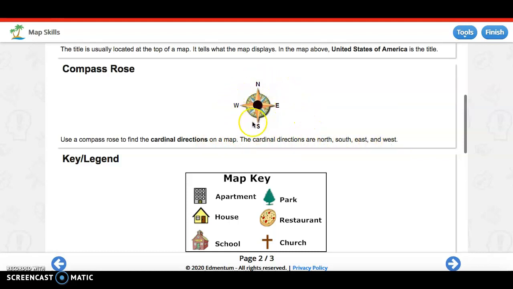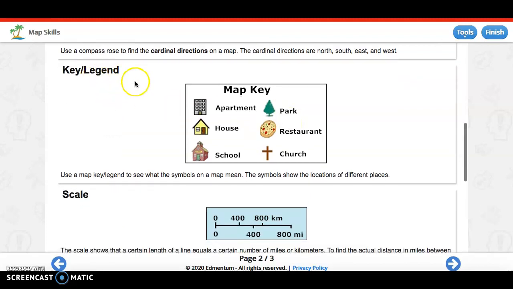So you might have noticed on a bunch of the maps that we looked at on the previous page had this symbol on it or something that looked kind of like it. N stands for north, S for south, E for east, and W for west. Key or legend. Use a map key or legend to see what the symbols on a map mean. The symbols show the locations of different places. So if you saw the symbol of a tree on a map, say of Lodi, it would be showing you that there's a park there.